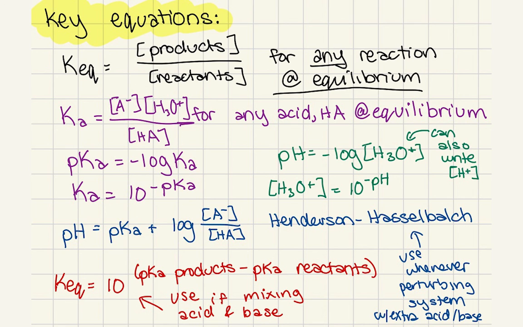And then finally, there's this equation that we're going to use when we're mixing an acid and a base that can come in really handy. Basically, it just comes from rearranging all this stuff. And you can figure out that Keq is also equal to 10 to the power of the pKa of your products minus the pKa of your reactants. And so we'll get an example of that in a minute.